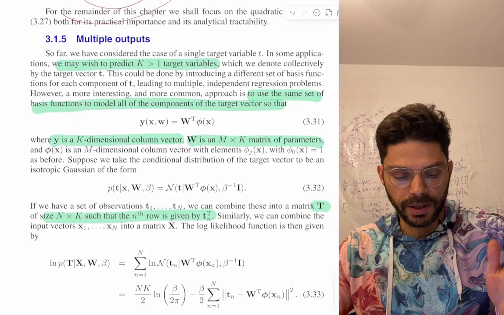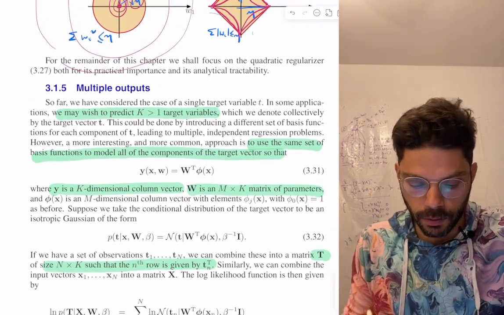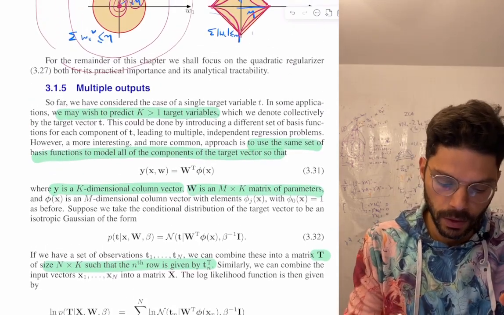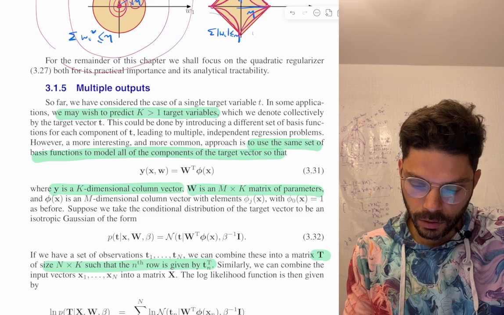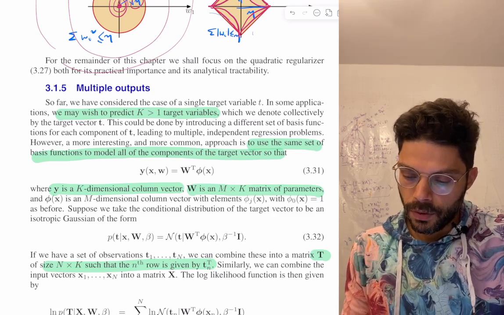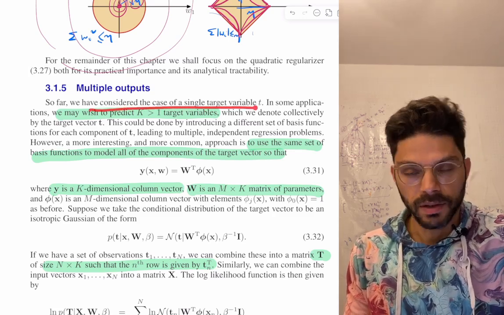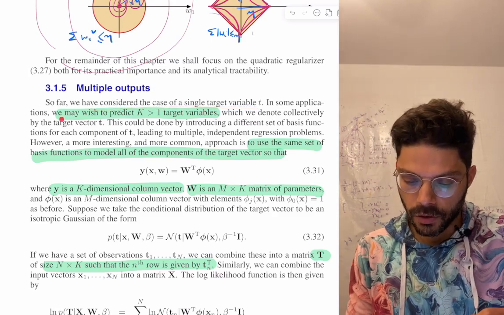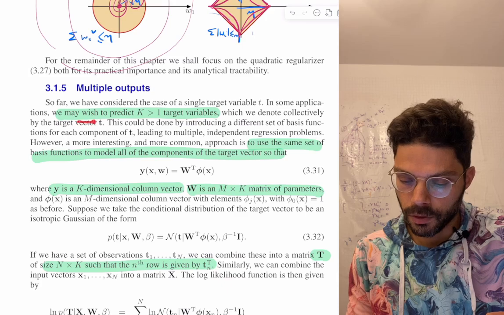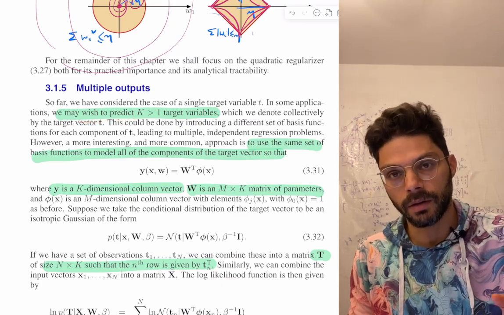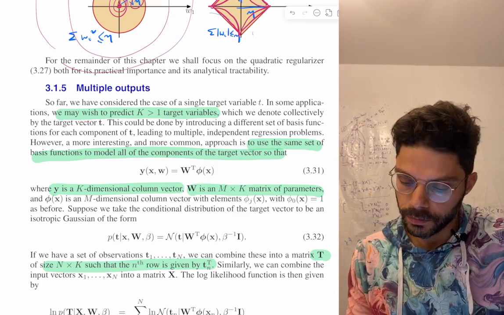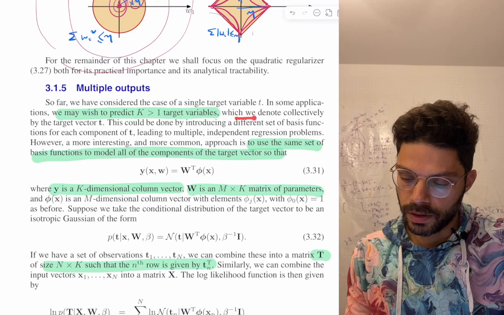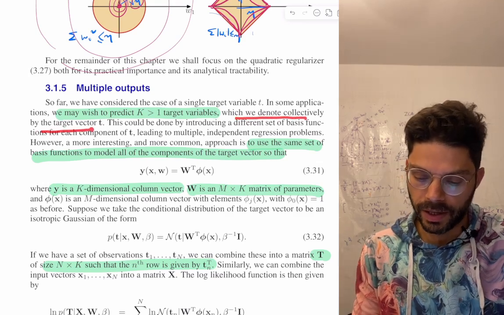It should be pretty straightforward. It's just going to be a bunch of algebra that we'll have to do. Okay, so let's read. We have considered the case of a single target variable, and in some applications, and this is lots of applications, we may wish to predict k greater than one target variables at the same time from the same set of features applied to our x's, which we denote collectively by the target vector t.